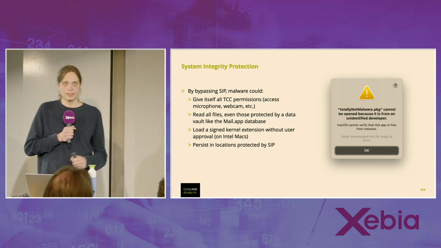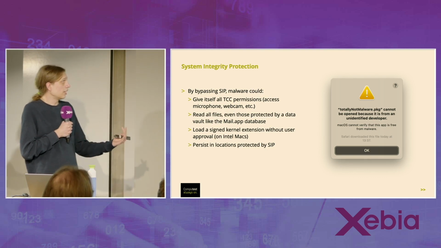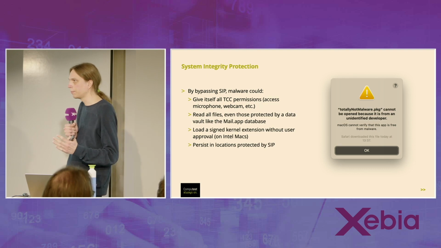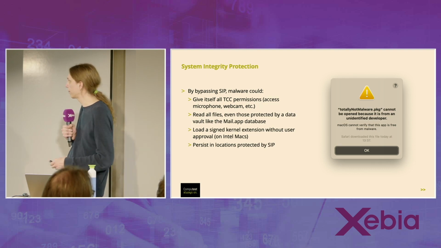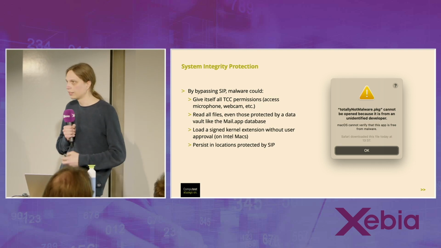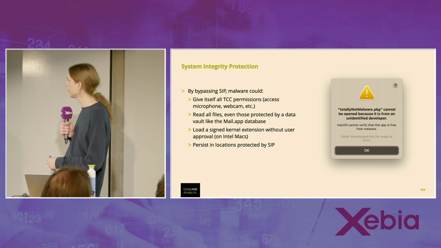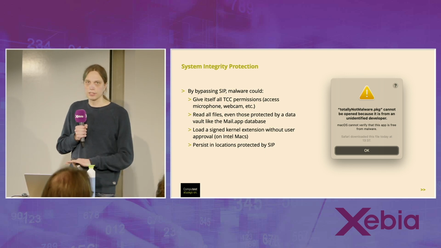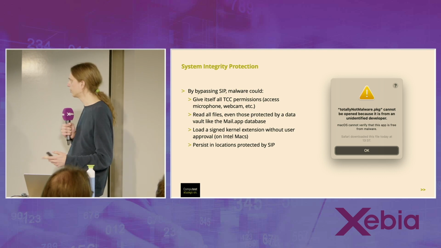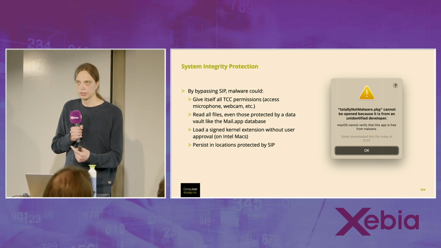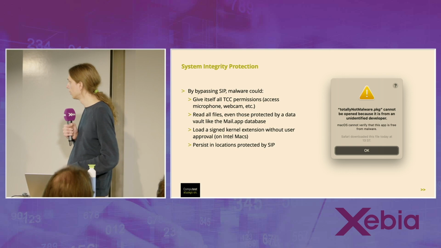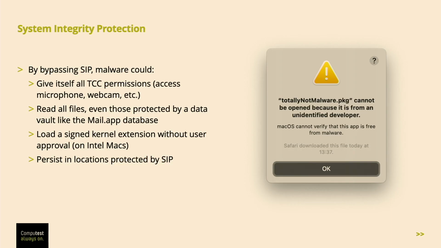And what can we do with that? Well, here's some examples. We could give our application all TCC permissions, so we could give us access to the webcam, microphone, whatever, directly without the user giving permission for that. We could read all of the files on the disk, even those protected in like a data vault, like the mail database, which you can normally not read. We could load a signed kernel extension without the user having to approve it, at least on Intel Macs. I don't think that works on M1 Macs.